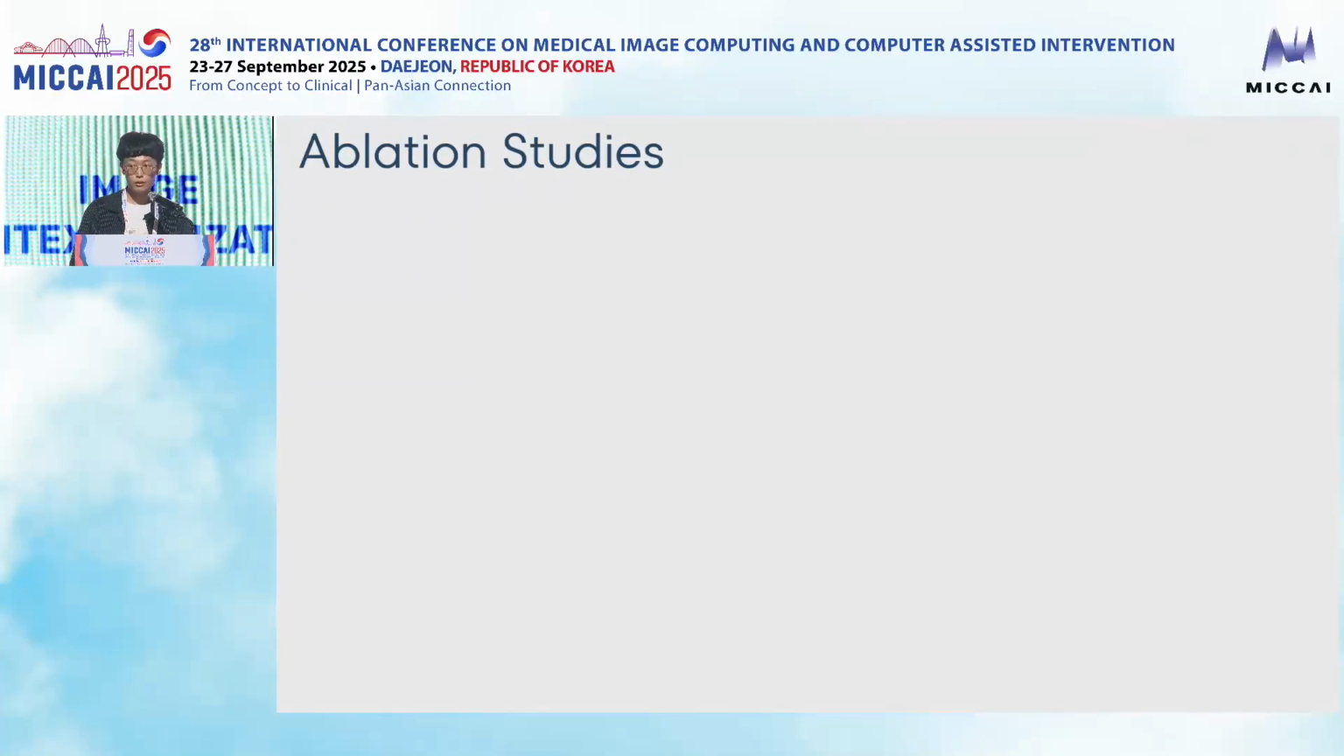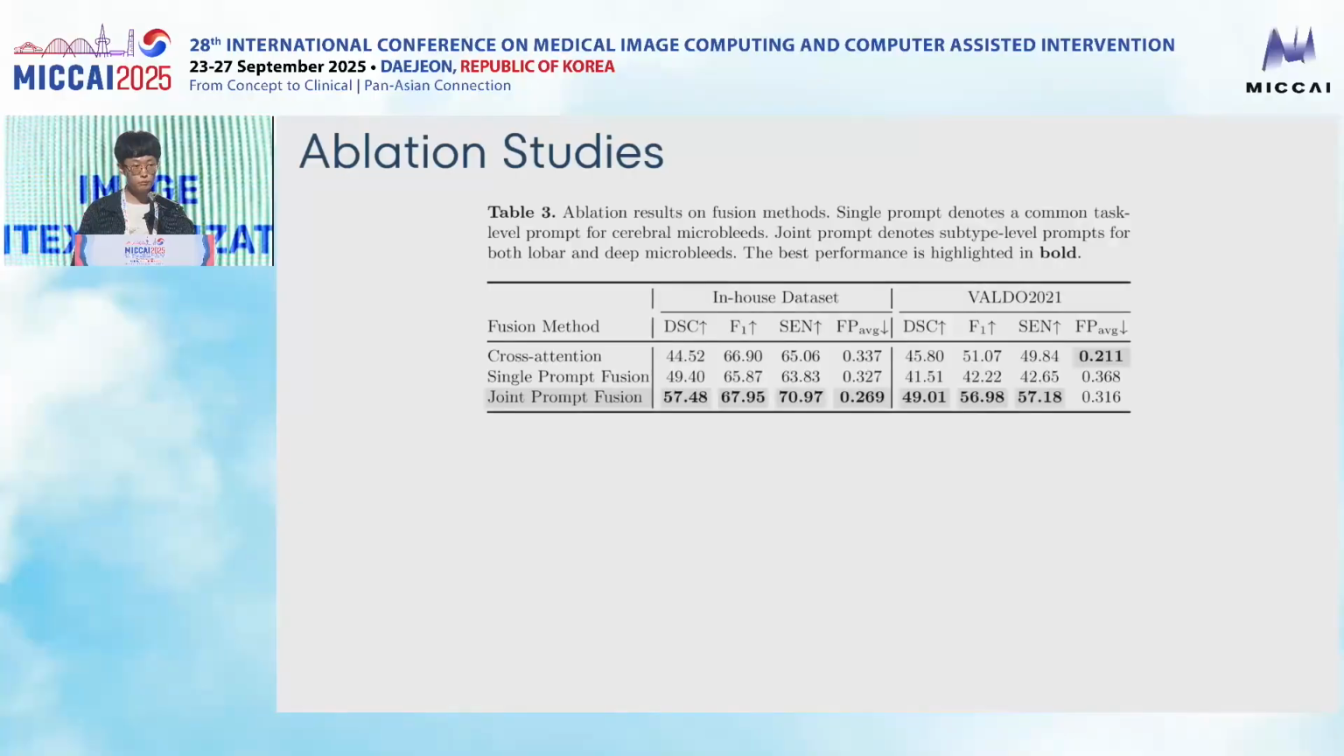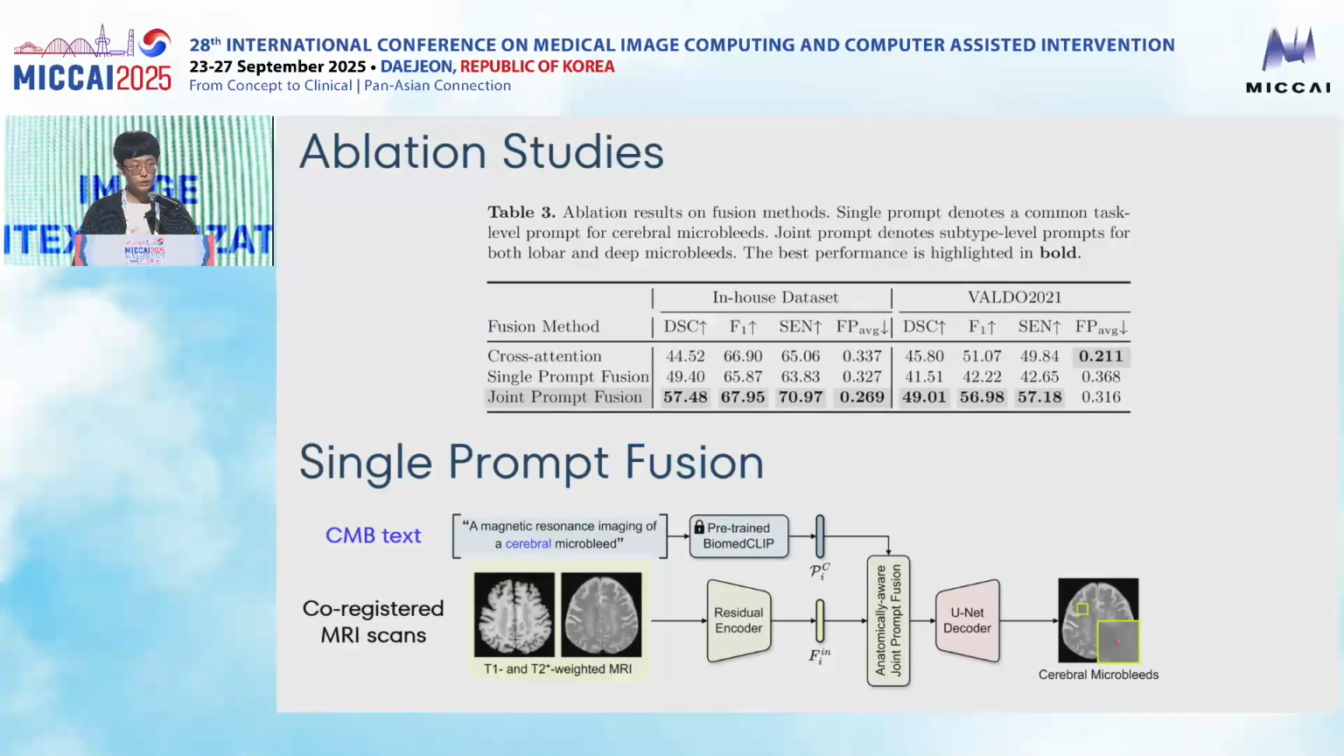We conducted another ablation study on different fusion methods. Here, both cross-attention and single prompt fusion resulted in suboptimal performance. Specifically, the single prompt fusion used only a single text prompt of cerebral microbleed, so it did not use the cerebral microbleed subtyping approach. This means that enriching the text prompt with multiple subtypes can improve our model's overall performance.